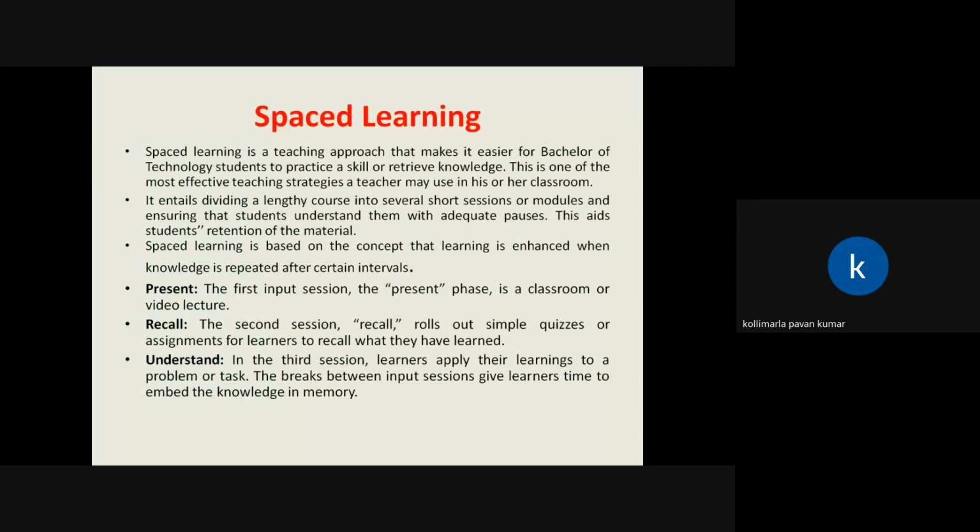The first input session is the present phase. That means whatever has been taught in the classroom, whether it is done using the blackboard or a video lecture. The second section is recall. Whatever they have learnt in this session, they are given some questions, a quiz or an assignment to recall what they have learned. The next one is understand. Understanding means we have to implement those concepts practically, by assigning problems or tasks. So these are the three categories in spaced learning.